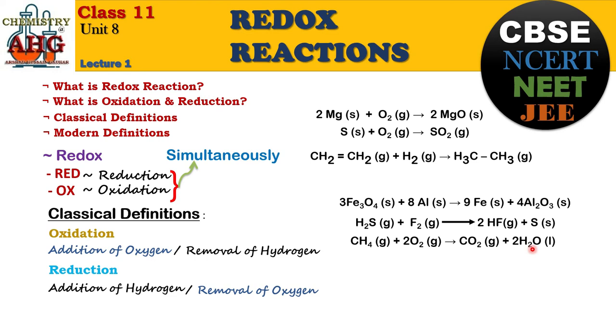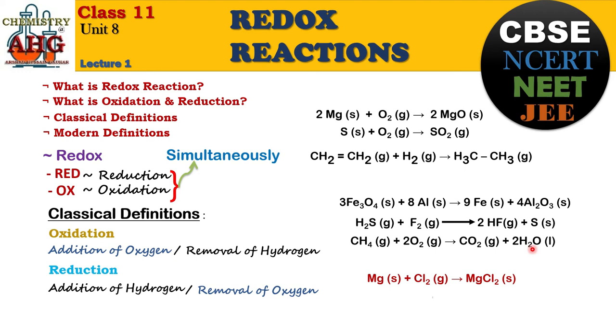Now what is the problem? Sometimes we come across chemical reactions where there is no oxygen, where there is no hydrogen. So if we are given a chemical reaction like this, look at this chemical reaction. In this chemical reaction, is there any oxygen? No. Is there any hydrogen? No. So what does this mean? It means we cannot apply either of the two classical definitions that we have already studied.